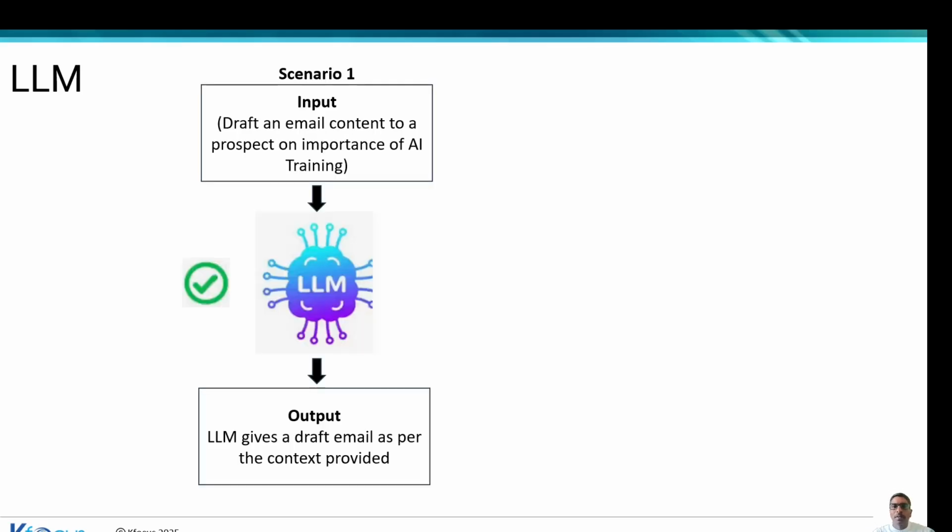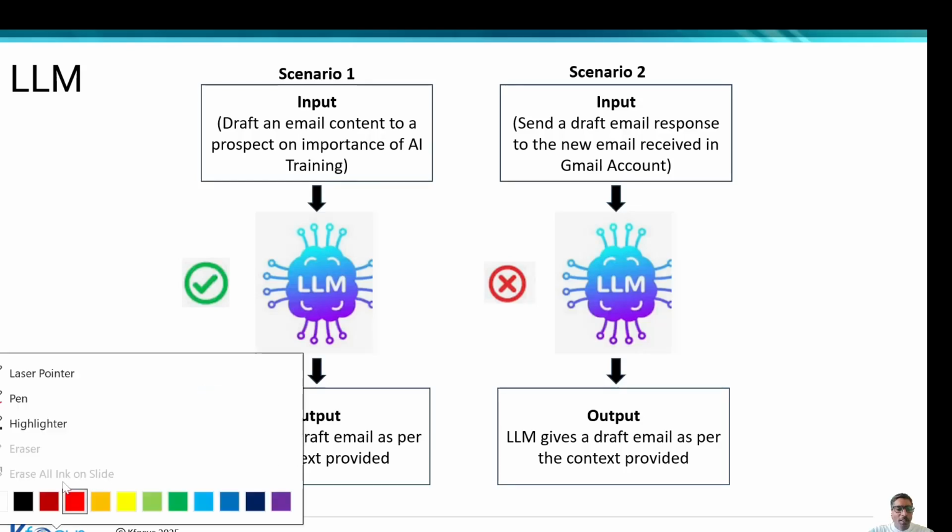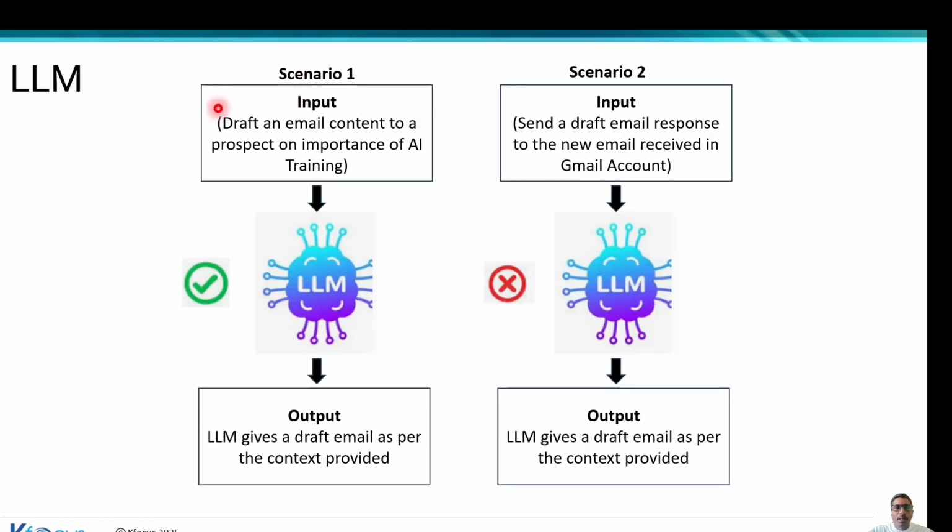I have two different scenarios that I wanted to pass to an LLM to respond. In scenario one, I'm asking the LLM to give me a draft email content on the importance of AI training, a very generic query. Whereas in scenario two, I'm asking the LLM to provide me a draft email response looking into my Gmail account. Let's look at how ChatGPT responds.